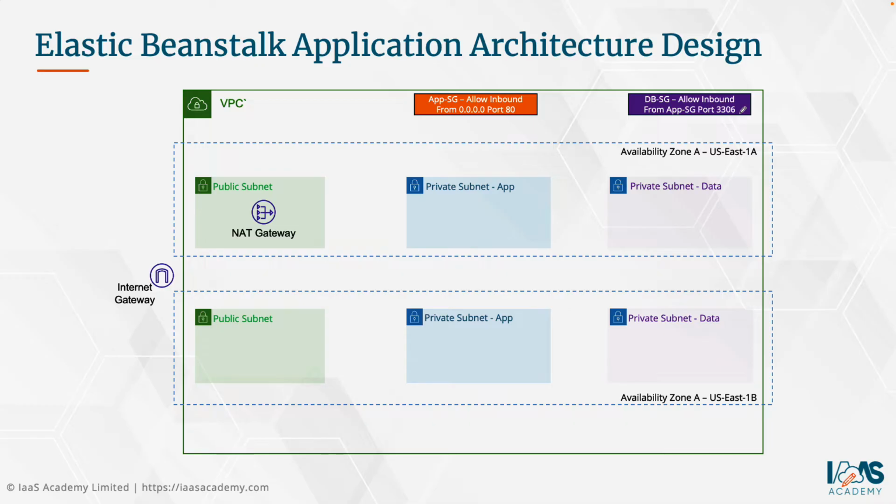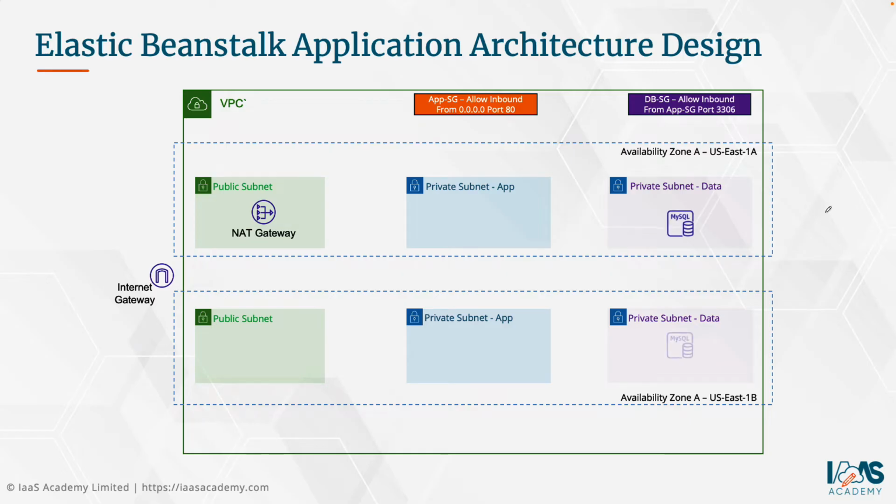Now, the reason for doing this is because I want to restrict inbound traffic to our databases on port 3306, but only from instances that are associated with this app SG security group, ensuring that it's only the instances that Elastic Beanstalk deploys that will be able to talk to my database. So that's an additional security measure we're trying to preempt and configure. So we will be creating these two security groups manually as well.